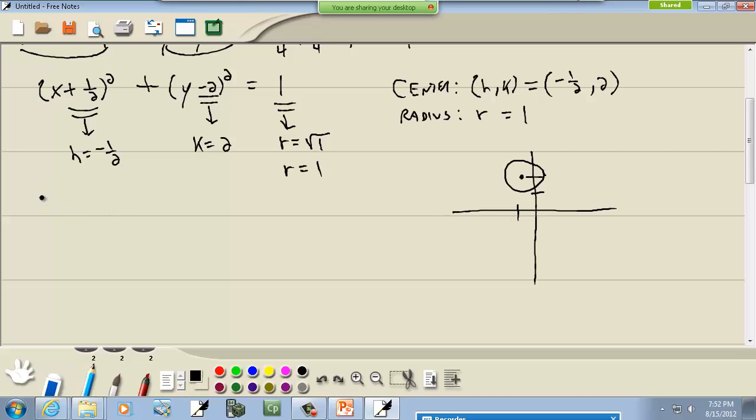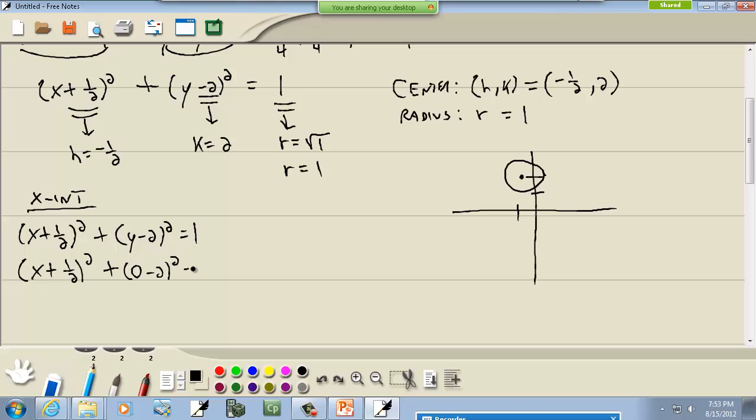Okay, so now let's find our intercepts. First thing we'll do is find our x-intercept. And again, you always plug 0 into the other variable. Now I'm going to work with the standard form here. So I got (x + 1/2)² + (y − 2)² = 1. So I got (x + 1/2)² + (0 − 2)² = 1. So we got (x + 1/2)² plus 0 minus 2 is negative 2. Negative 2 squared is 4.